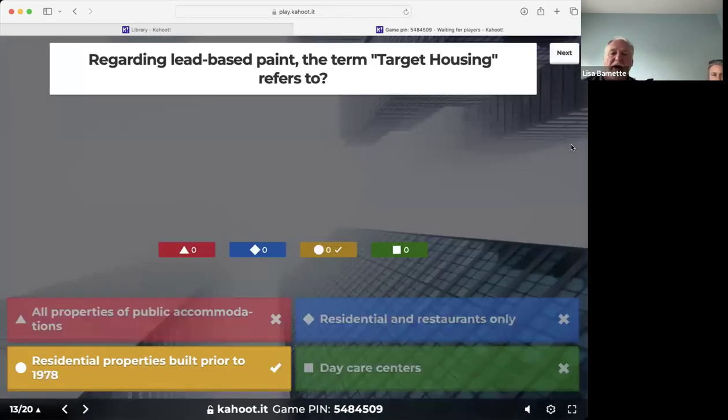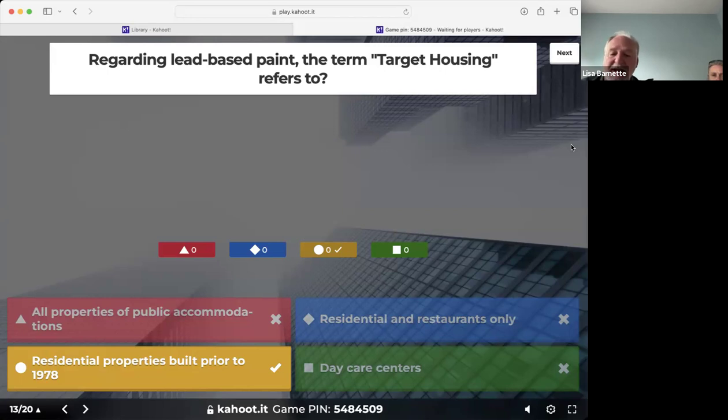Okay. Now, when we talk about target housing, Lisa had mentioned this is not a word that she remembered from studying for the test. And I get it. It doesn't come up that often. You'll probably get it maybe once or twice in your notes. However, look at what it's called, target housing. So what you could do is back into this question by just eliminating anything that's not housing. All properties of public accommodations turn out to be things like government buildings, school buildings, theaters, and so on.